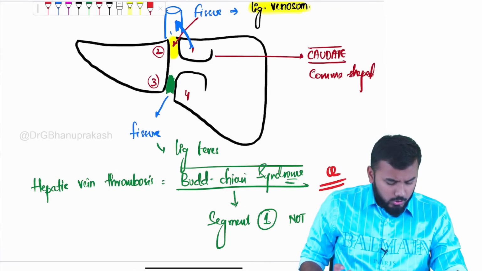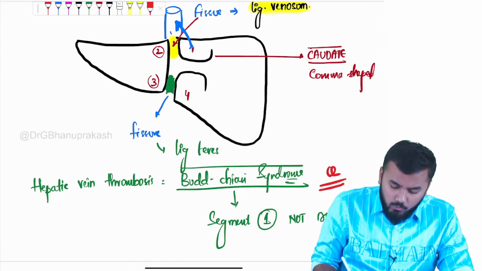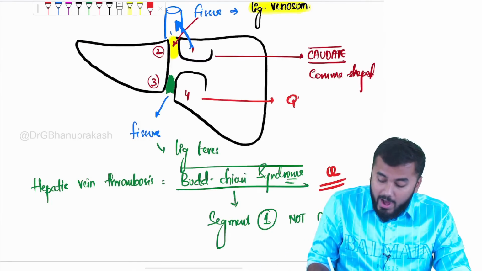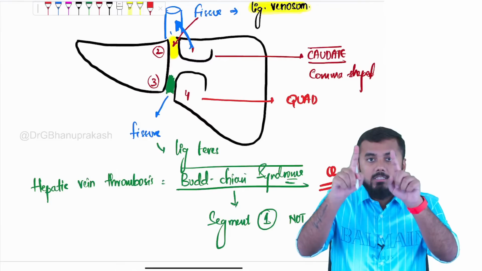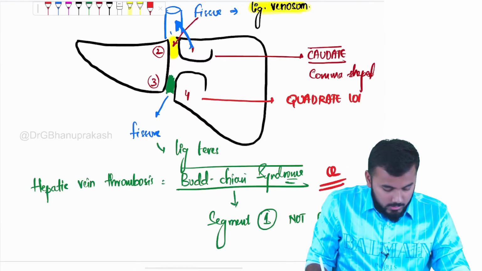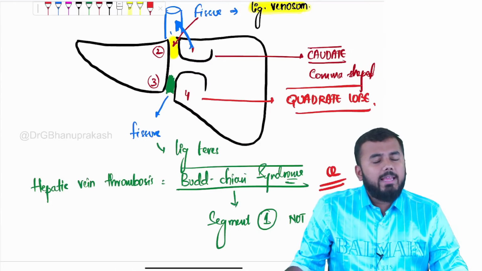Right. So look here. This is called the caudate lobe. Now someone will ask you, what is this fourth lobe here? The fourth lobe is called the quadrate lobe. Why? Because it is in a quadrangular shape. So if someone asks you, sir, where is the quadrate lobe located anatomically?